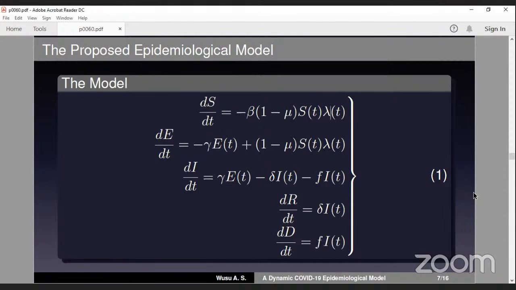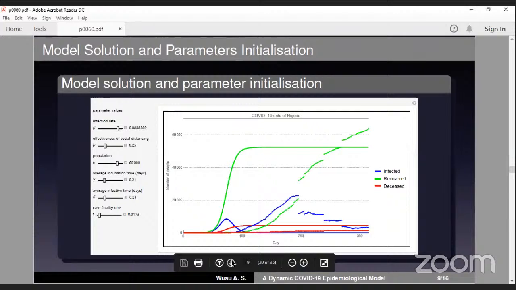So we resolve to solving it numerically. We employ a numerical approach to solve. And what you have here is the solution of that equation 1, the model. The green line is the initial solution for those that have recovered. The blue lines are the initial solution for those that are infected, and the red line for those that died of the disease. Now, the dotted green lines are the real observations.